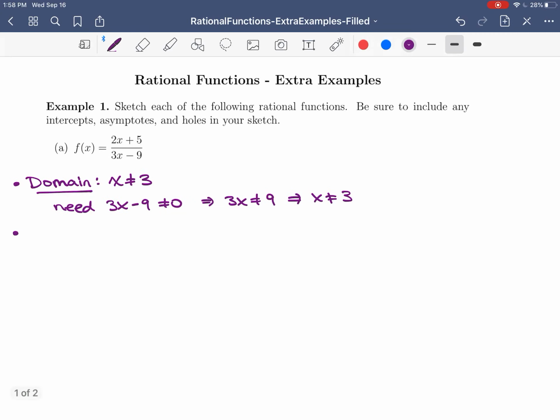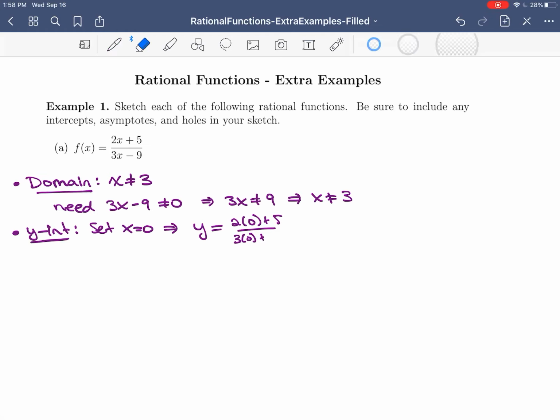And then we can do the intercepts. Let's do the y-intercept. We set x equals 0. So y is going to be 2 times 0 plus 5 over 3 times 0 minus 9. That's going to be negative 5 over 9. So we have a point at 0 and negative 5 over 9.